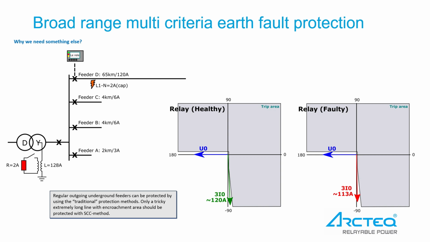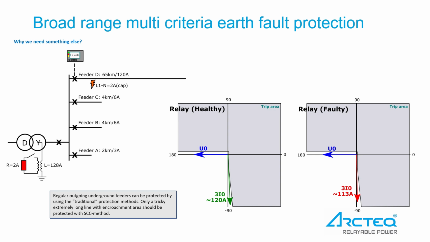Let's focus on feeder D. In case this line is healthy and the fault is located either on feeder A, B, or C, the capacitive healthy current of feeder D is 180 amps, which is flowing in the reverse direction. Already this can cause a problem.